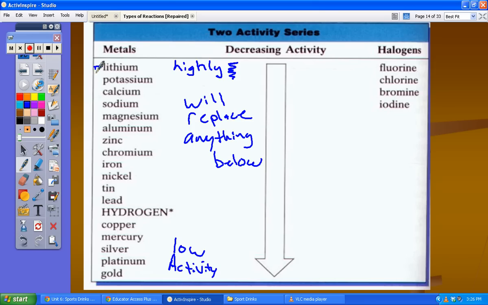lithium would replace sodium. Magnesium would replace nickel. Nickel would replace hydrogen if they're in a reaction together. So the least active is gold on the bottom, platinum very unreactive, silver unreactive. That's why they're kind of precious metals. Whereas these top ones are very active and are constantly in chemical reactions.